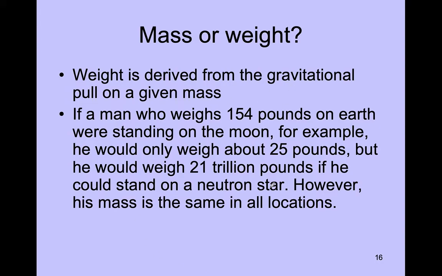Is mass or weight the same thing? Think of mass as size. Weight is how much gravitational pull the Earth has on that particular mass. So if a man weighs 154 pounds on Earth, which has a specific gravitational pull that is consistent, but he lands on the moon, he's only going to weigh about 25 pounds. But if he lands on a neutron star, which has a gravitational pull much greater than Earth, he could weigh up to 21 trillion pounds. However, the size of the man, the actual size or mass, is the same in all 3 locations.